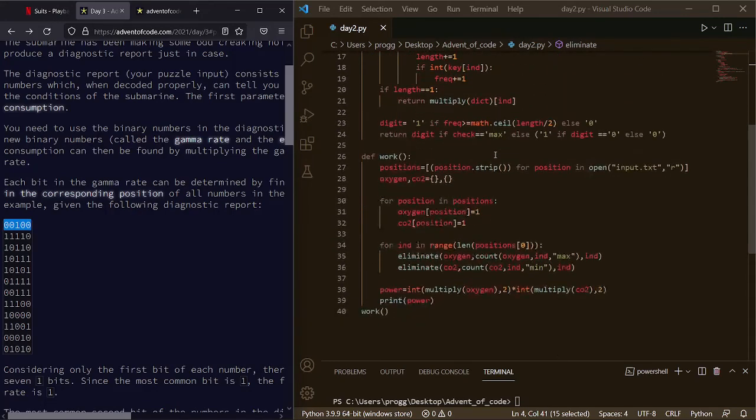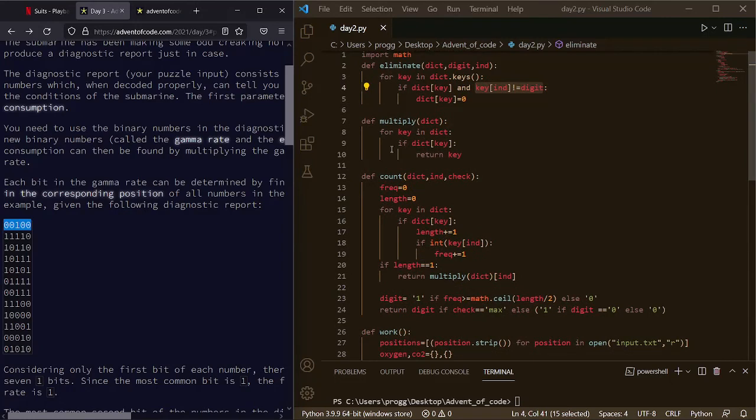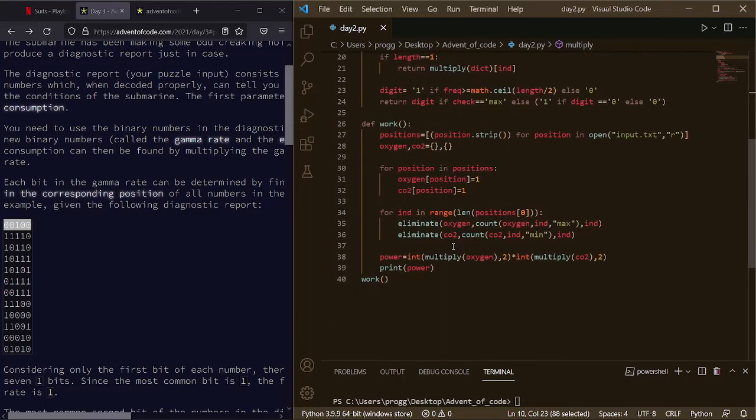And then there is the multiply function to simply find out which key is the remaining one, and we convert that to integer and we multiply them to get the power. Oh, sorry. Yeah, this was my answer.